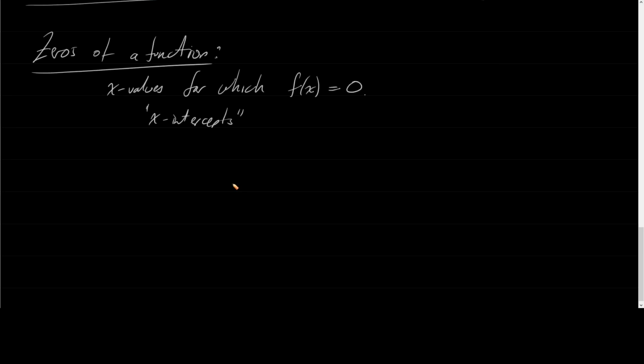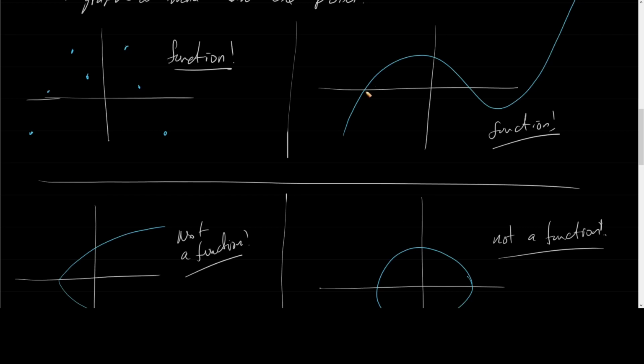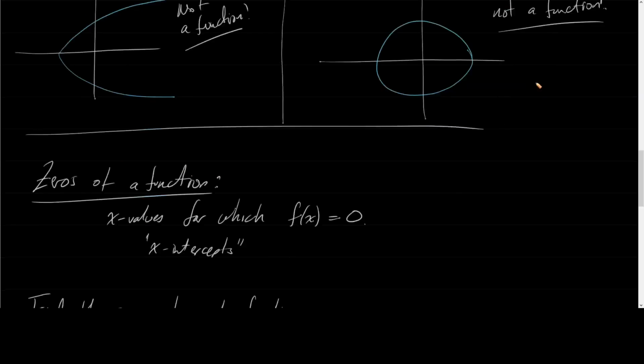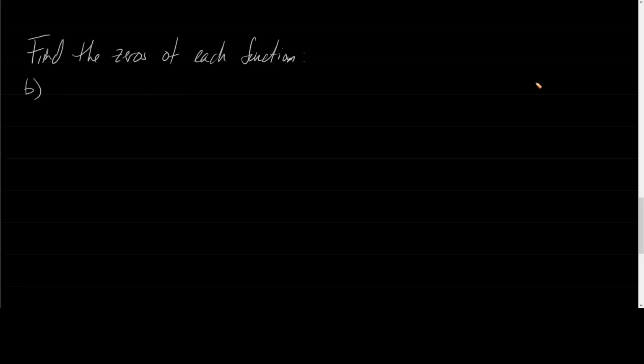So in fact, let's do some examples of that. Find the zeros of each function. And by the way, before I actually do that, let's see why this is correct terminology. When we're saying the zeros of a function, we're saying where the y value is 0. So here, the y value is 0. Here, the y value is 0. Right here, the y value is 0, and those are all x-intercepts. Okay, so now, let's find some zeros.